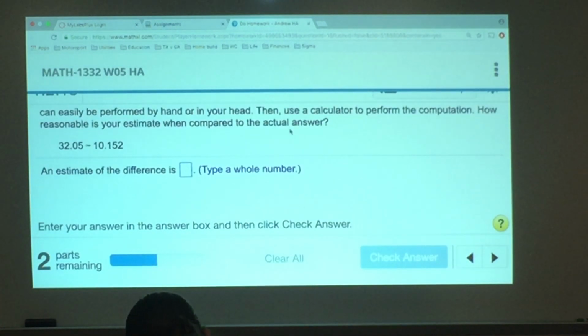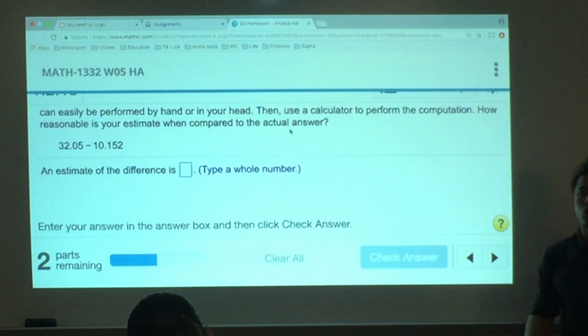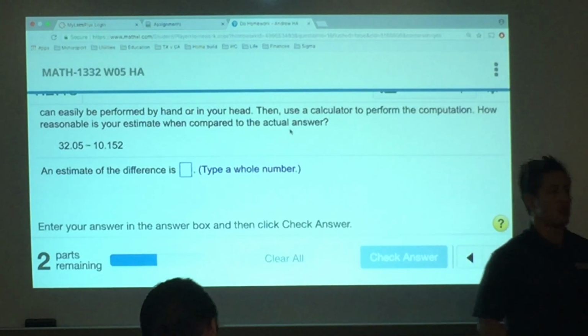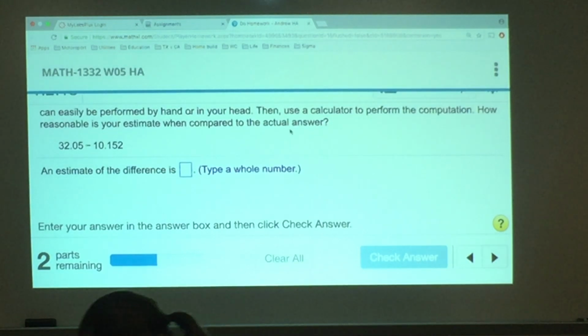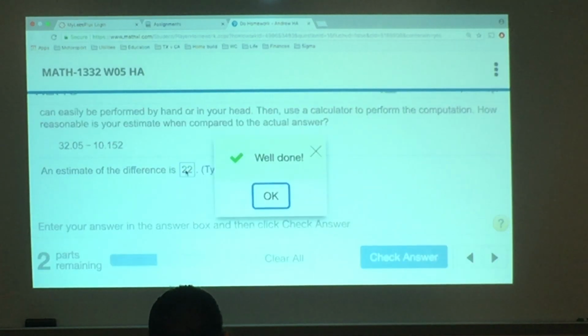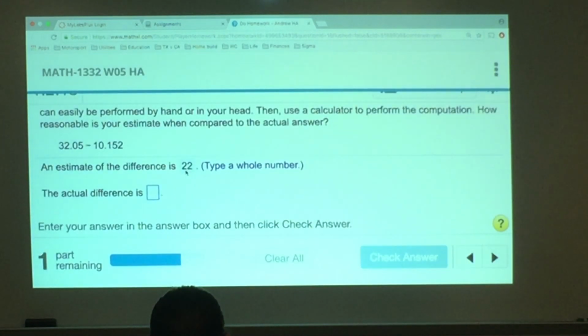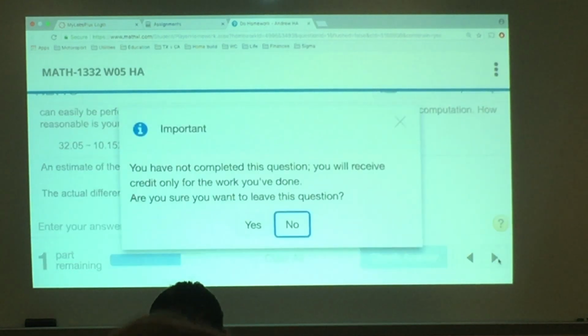This one is the same way, except it's subtraction. So I'm not going to do it. Does that make sense, guys? You can do an estimate. You're going to have 2 parts to these questions, an estimate and an exact. Typically, you're going to estimate to the nearest ones place, right? 32 minus 10, 22. I just did that in my head because it wasn't too bad. Does that make sense, guys? Okay. And then the actual difference, pull your calculator, knock it out, done. All right, next.